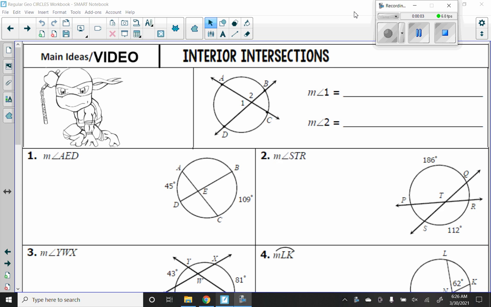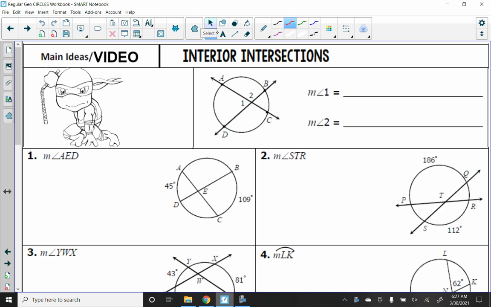All right, so we have a video here on interior intersections. Now, if you look at these two lines in this circle in this example, I'm going to look at this line here first. It hits the circle twice, but also continues to pass through it.